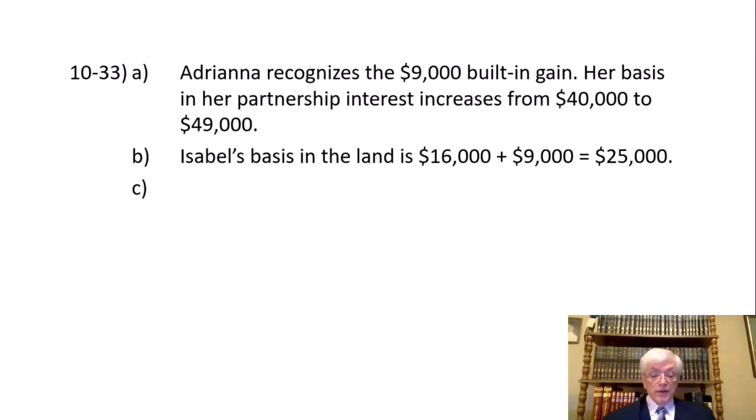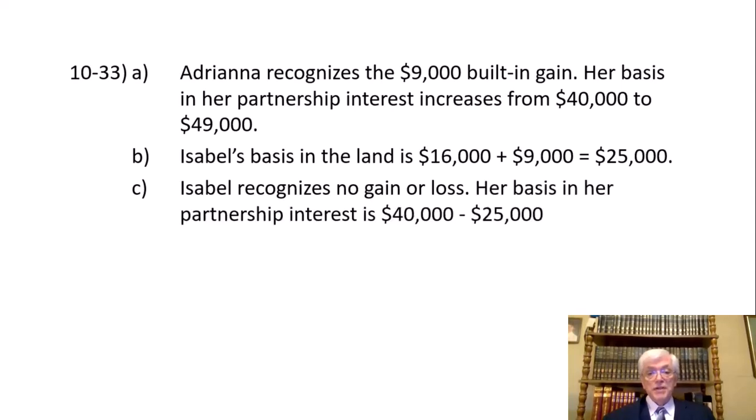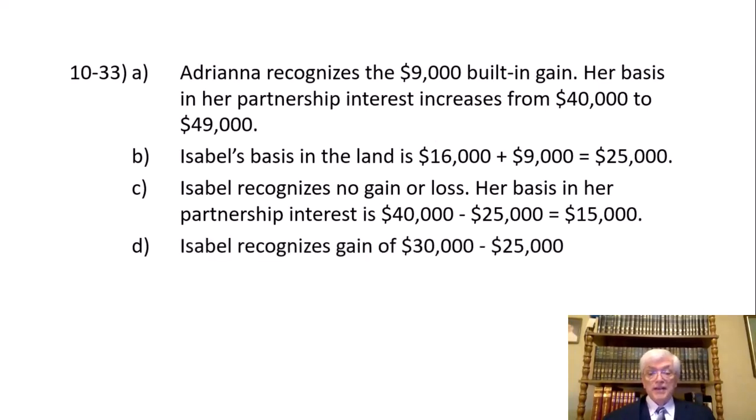Letter C, how much gain or loss, if any, does Isabel recognize on the distribution, and what is Isabel's basis in her partnership interest following the distribution? No gain or loss recognized. Adriana recognized the built-in gain. Her basis in the partnership interest is $40,000 minus $25,000 because she took that land at $25,000, so she's at $15,000 now. How much gain or loss would Isabel recognize if she later sells the land for its $30,000 fair market value? Gain is $30,000 minus her $25,000 basis, or $5,000.